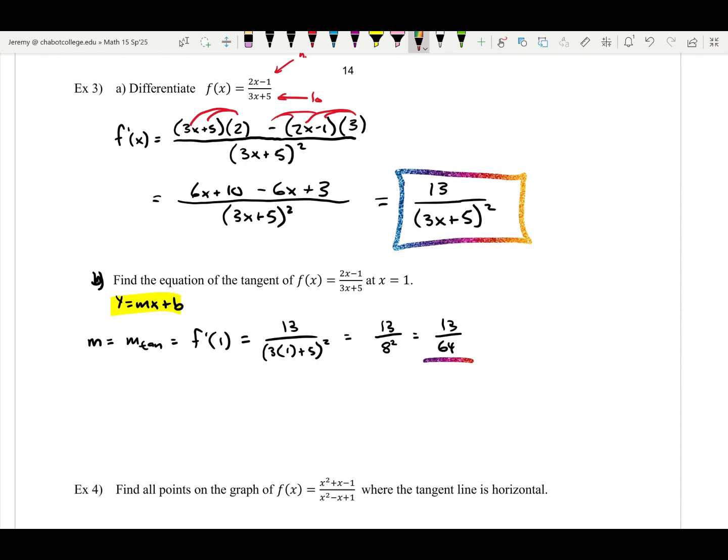Now to find the y-intercept, remember we always need the x-coordinate, the y-coordinate, and the slope. We're only given the x-coordinate here. So first, before I can sort of plug in and solve for b, I need to find what y is.